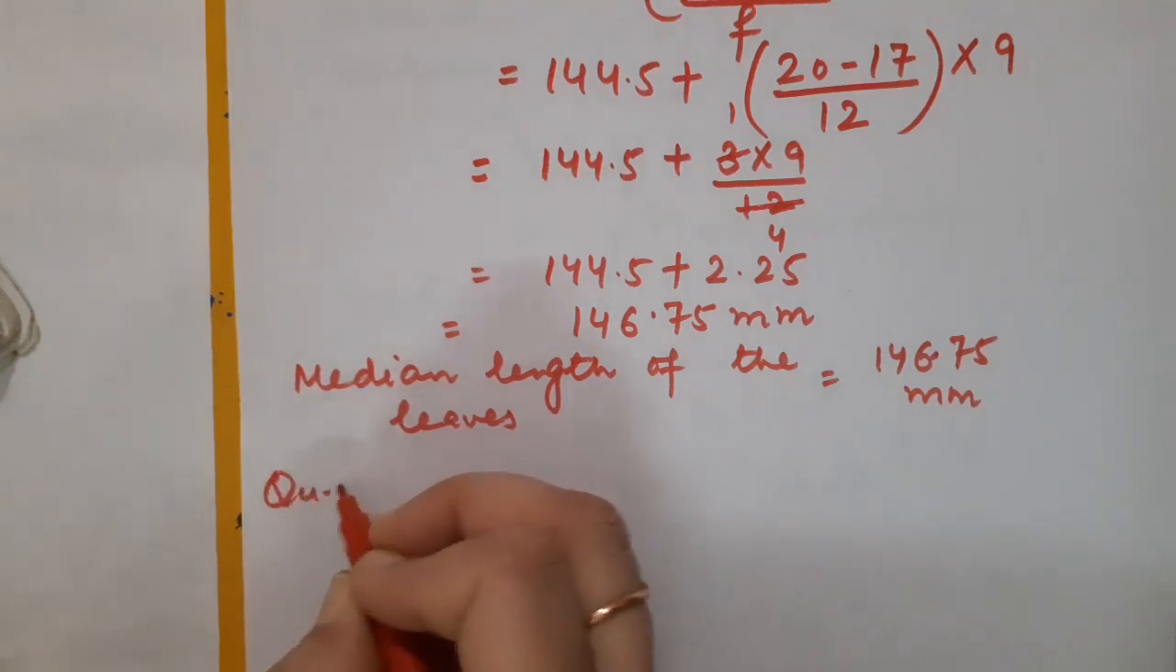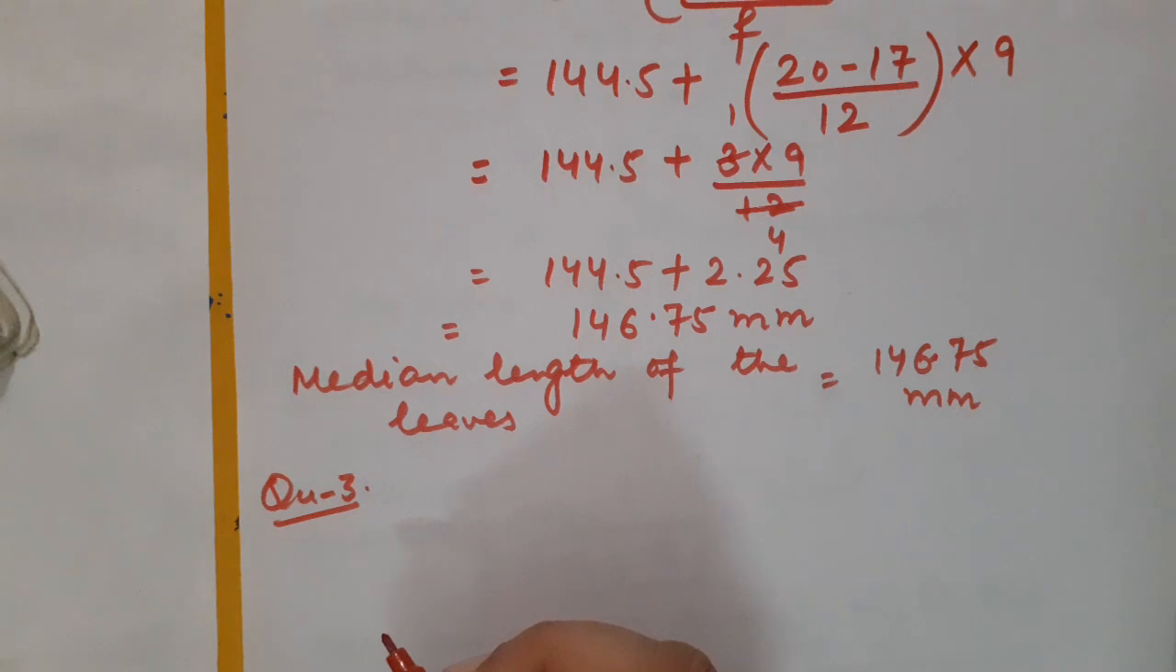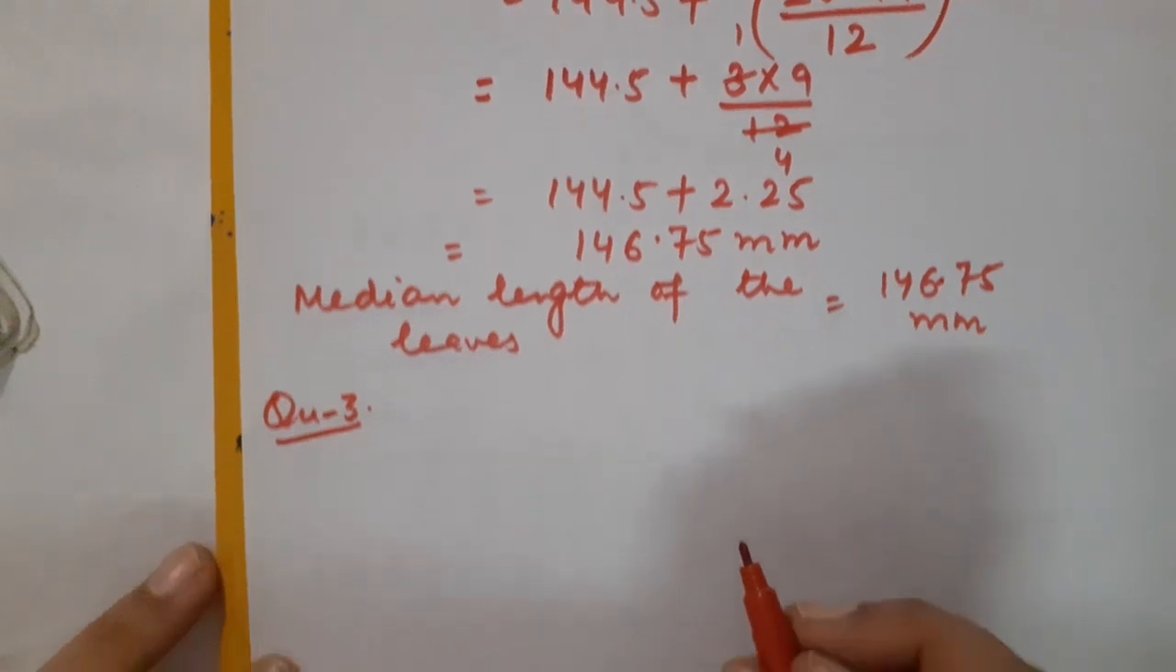I will be switching to question number 3. You can see in your NCERT book. A life insurance agent found the following data for distribution of ages of 100 policy holders. Calculate the median age if the policies were given below. Policies were given only to persons having age of 18 years onwards and less than 60 years. So what is to be done, children?